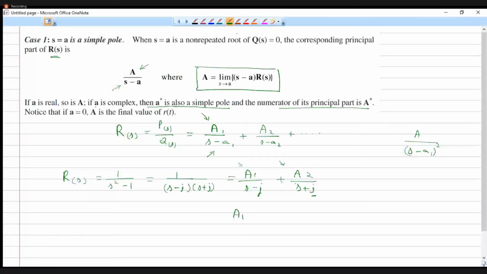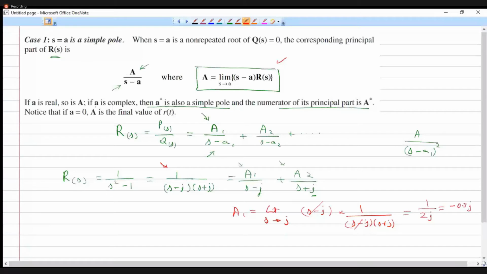What is a1? I can use this equation to find a1 here. So a1 is equal to the limit s tending to j of s minus j into this R of s, that is 1 divided by s minus j into s plus j. You just have to replace s with j here. This will come out to be equal to 1 by 2j. So 1 by 2 is 0.5 and 1 by j is minus j. So we have minus 0.5j as the answer.